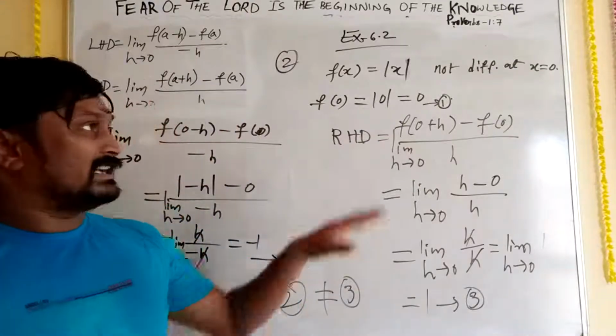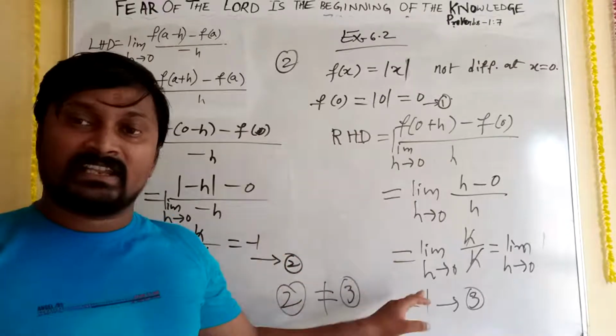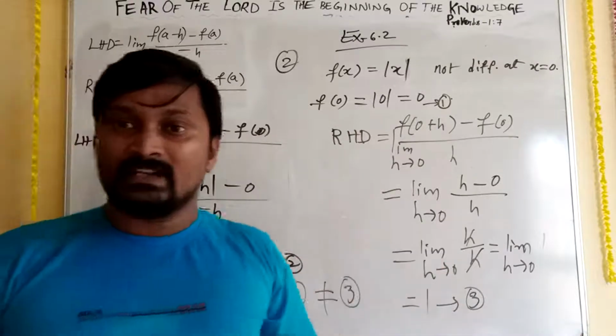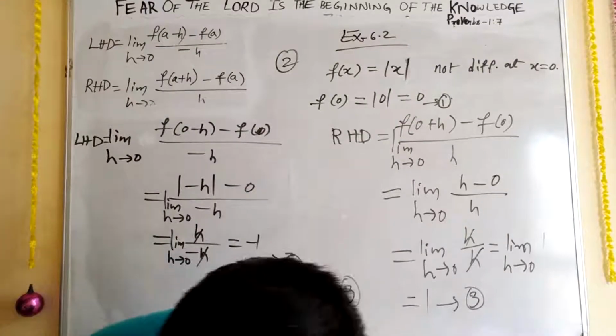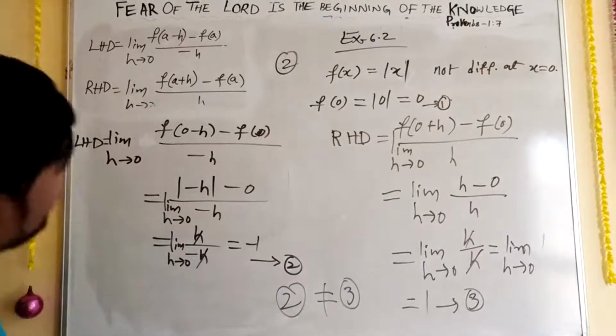Right. So you all understood this? Any doubt in this place? So here LHD is not equal to RHD, because of that we got this. All right. So that is about your problem number 2, and now we are going to problem number 3.